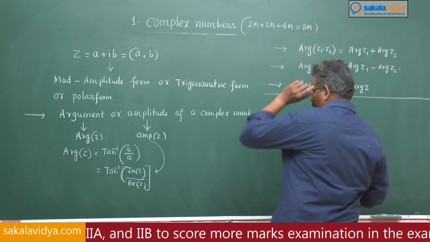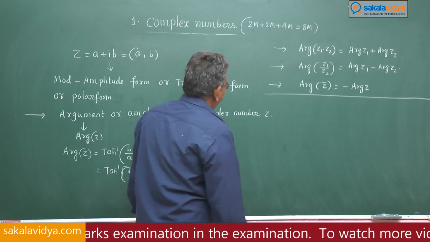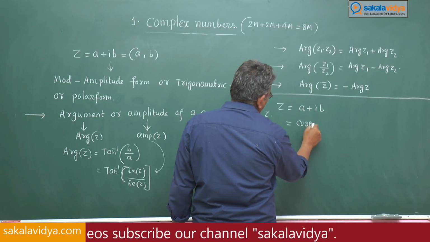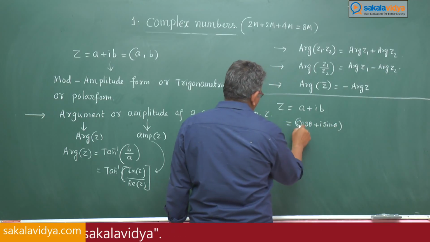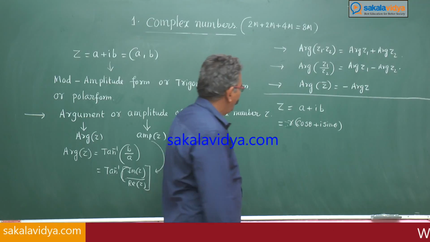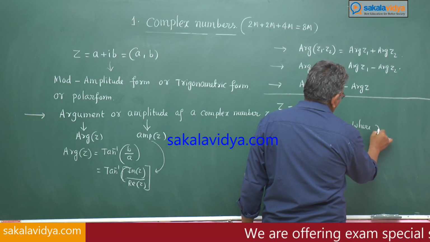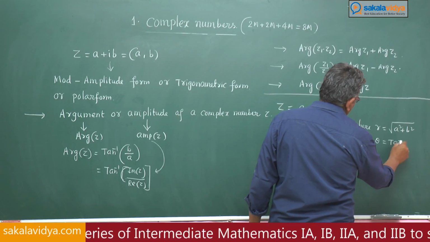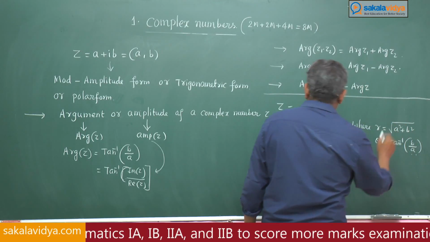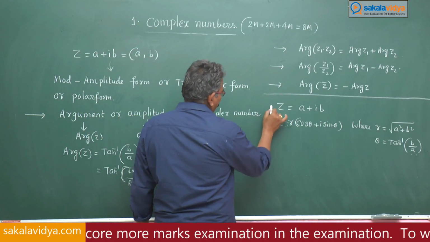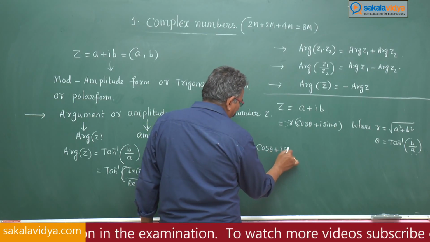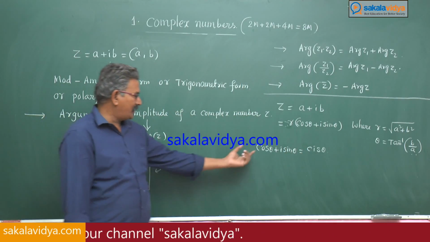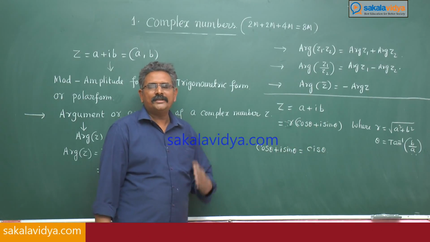So now the mod amplitude form. This z equal to a plus ib can be written in the form of r multiplied by cos theta plus i sin theta, where r is equal to root of a square plus b square and theta is equal to tan inverse b by a. This cos theta plus i sin theta can also be written shortly for convenience as cis theta. In most of the problems, instead of writing cos theta plus i sin theta, we write the short form, that is the cis theta form.